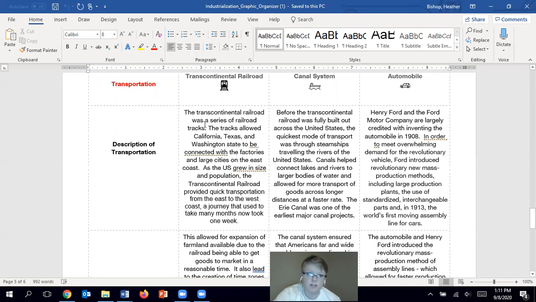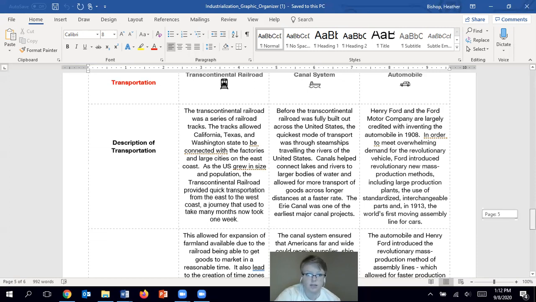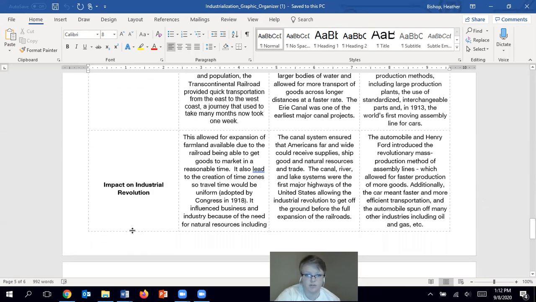So, the Transcontinental Railroad was a series of railroad tracks. The tracks allowed California, Texas, and Washington states to be connected with the factories and large cities on the eastern coast. As the United States grew in size and population, the Transcontinental Railroad provided quick transportation from the east to the west coast. A journey that used to take many months now took one week. That's the description. Okay, here's the impact on the Industrial Revolution.